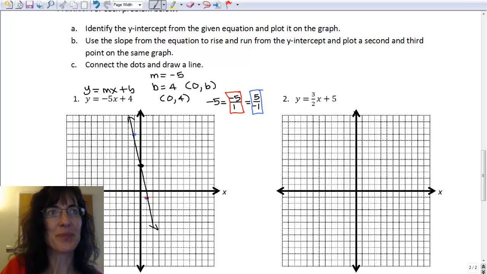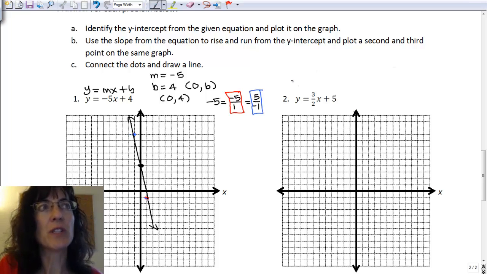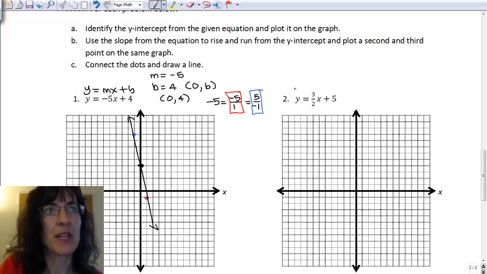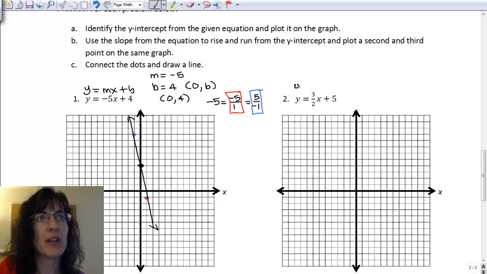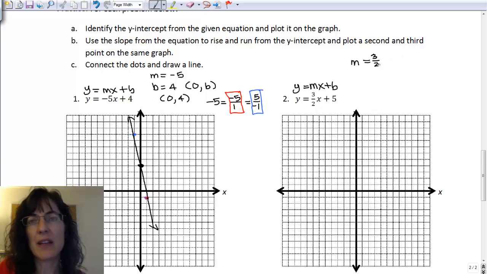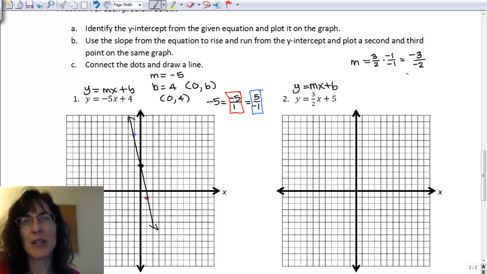Number 2. First thing I want to do is find the y-intercept for this equation because I want to graph it. So y equals mx plus b. That means that my m is 3/2. And think about multiplying -1 over -1 times this fraction, and I end up with -3 over -2. That's my second form of my slope.